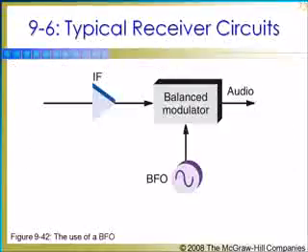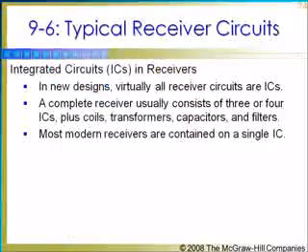This figure shows the use of a BFO. First, the BFO signal from the IF is injected directly to the balanced modulator as shown. However, the dots and dashes appear as an audio tone, or the audio, which is the output, is heard mostly in speakers and earphones. The last typical receiver circuit is the IC, or the integrated circuits.